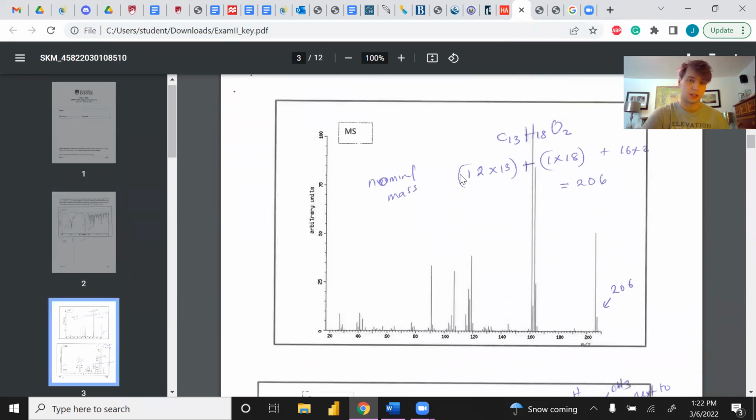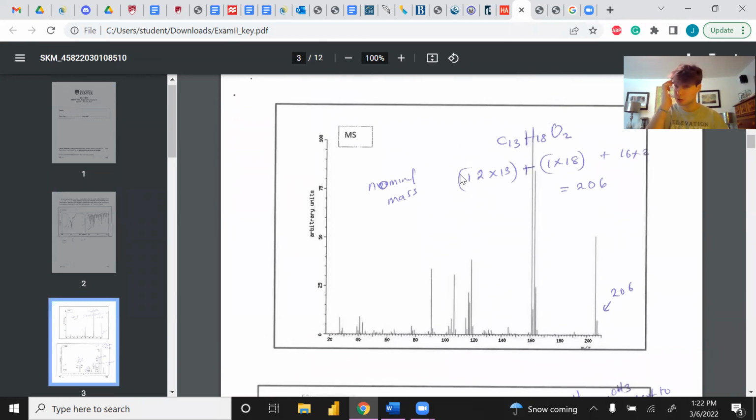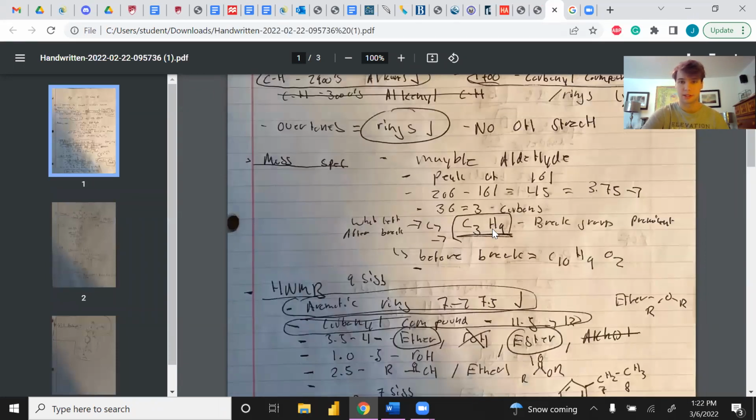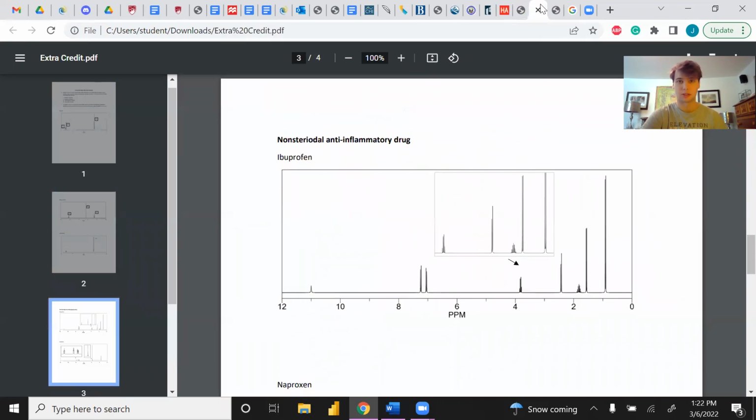Yeah. But here's your mass spec. Now this one's useful. I definitely used a lot of the mass spec within the exam, but it doesn't help as much as the other spectra. So I'm just actually going to skip the mass spec.